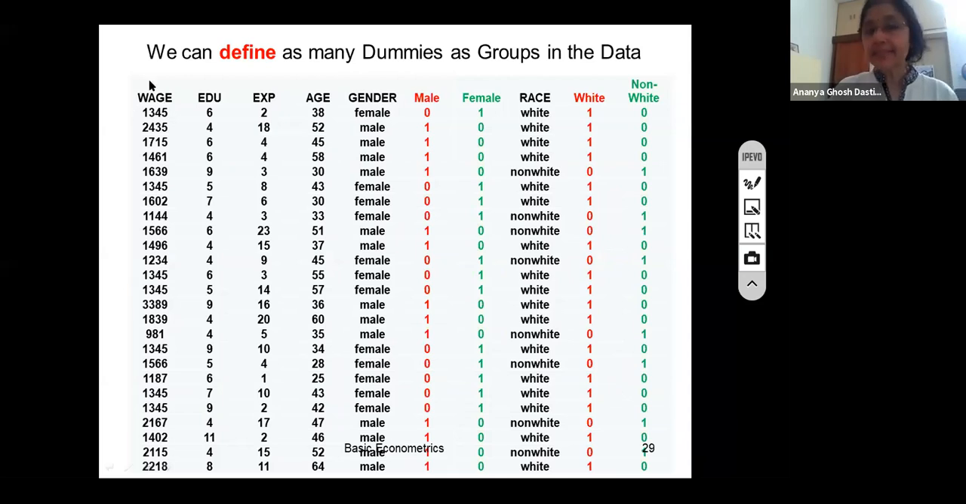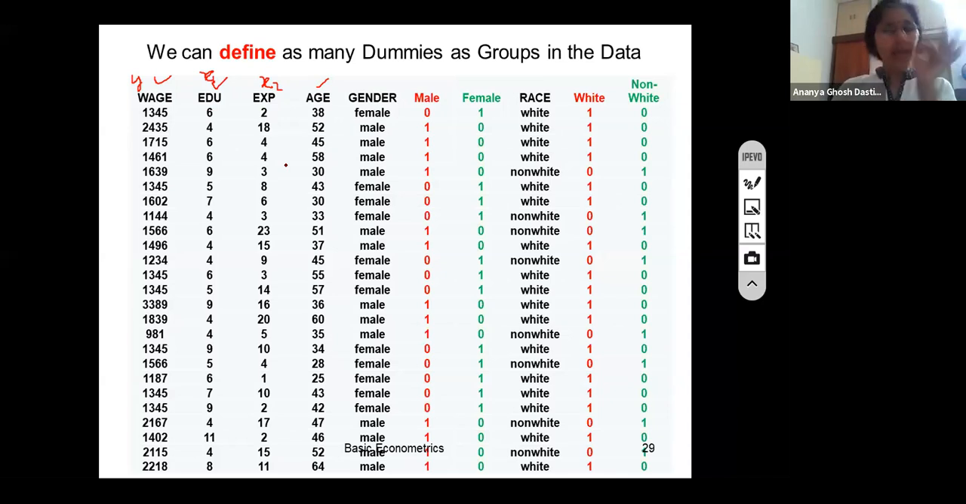Here is a data set where I have data on wages, education. So this is a multiple regression model. So I have more than one explanatory variable. Wage is my dependent variable. So wage is Y, and this is X1, this is X2. So X1 is education, X2 is experience, X3 is age. This is a cross-section data set, and I have lots of observations.